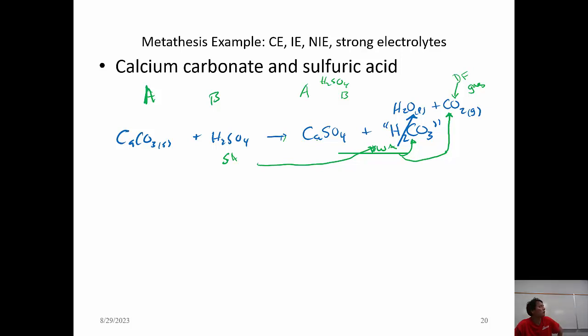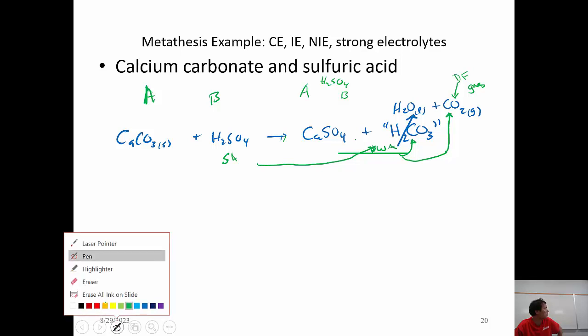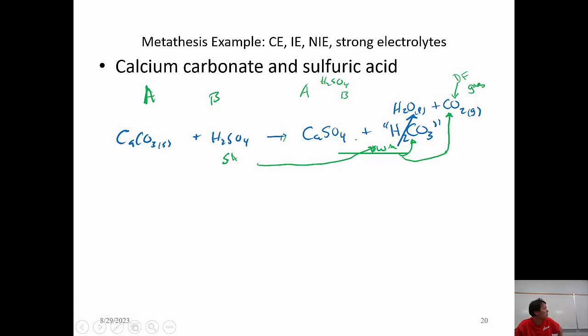silver, lead, mercury, calcium, strontium, and barium. So calcium is one of the exceptions, and therefore we would think it's a precipitate. And it would be a precipitate here. And so what we do is we'll put a solid here.